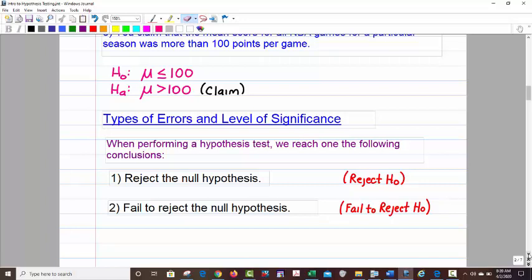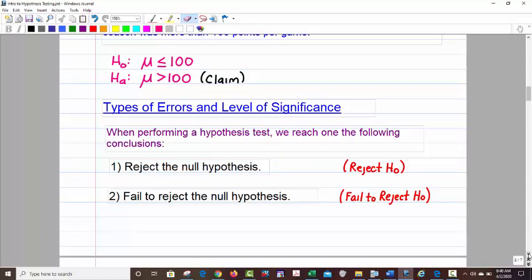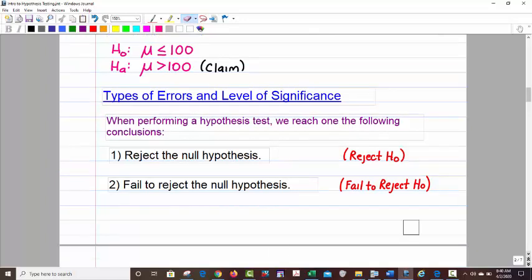Now, let's talk about something called types of errors and level of significance. This video is primarily terminology oriented and just setting up some things we need to know. Subsequent videos will actually be more calculation based. But there's a lot of terminology and a lot of things to understand, and that is the purpose of making a separate video I thought was worth doing just on this. Kind of familiarize ourselves.